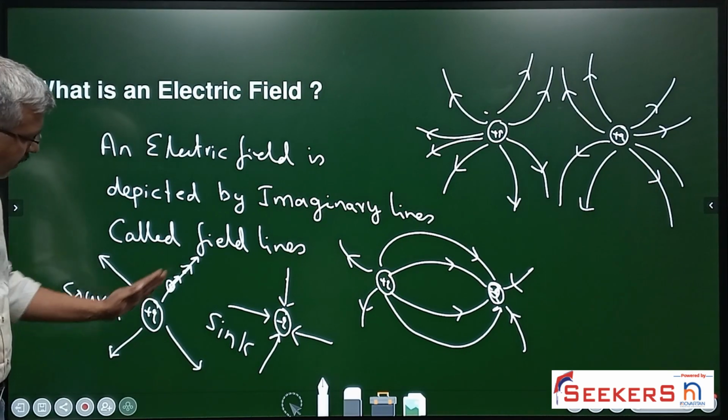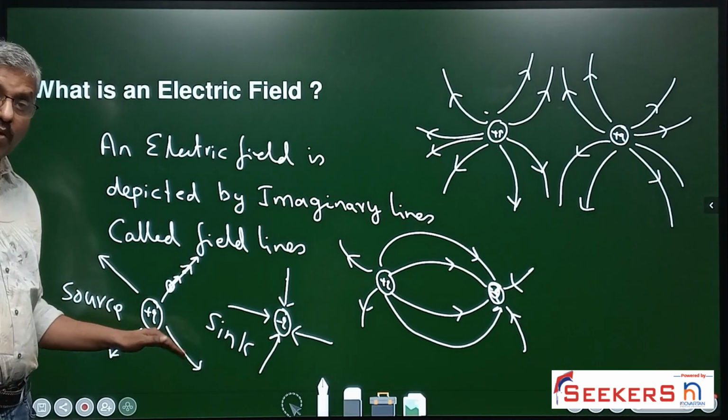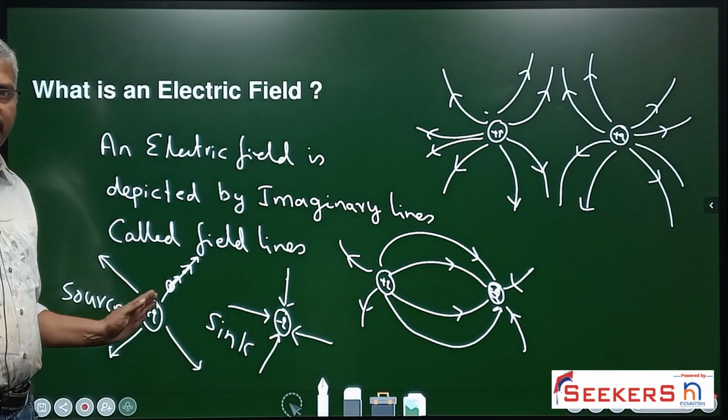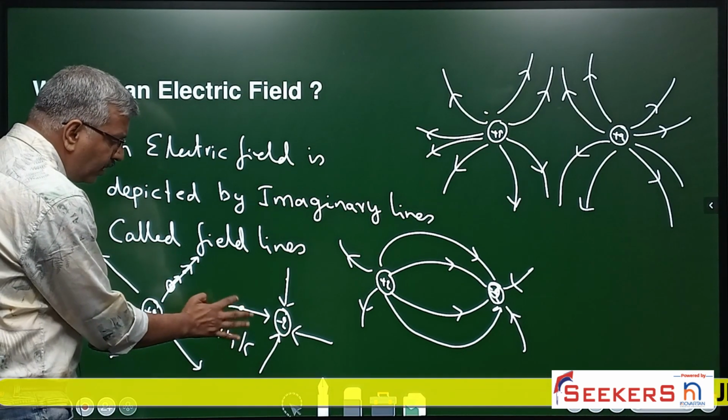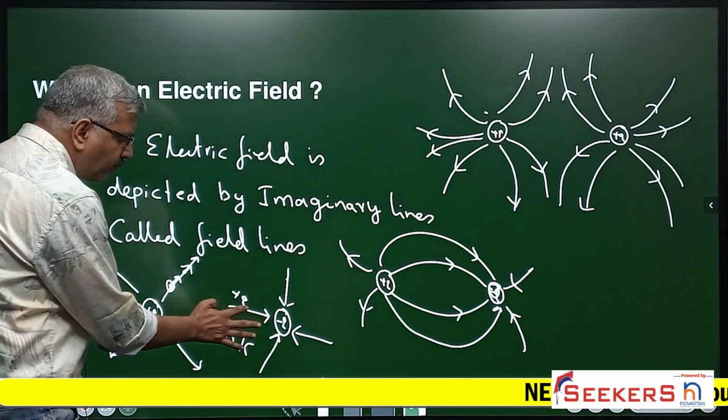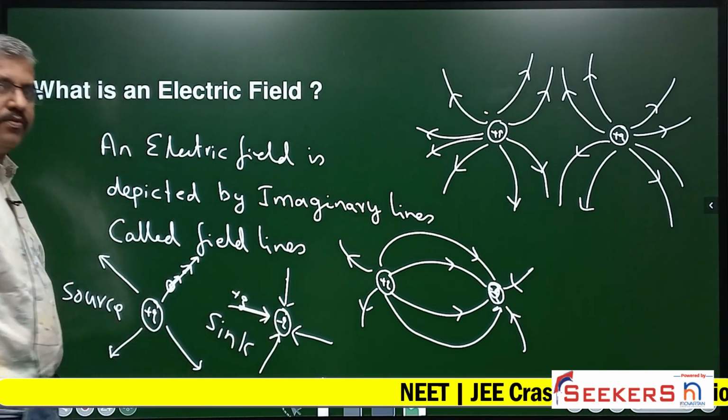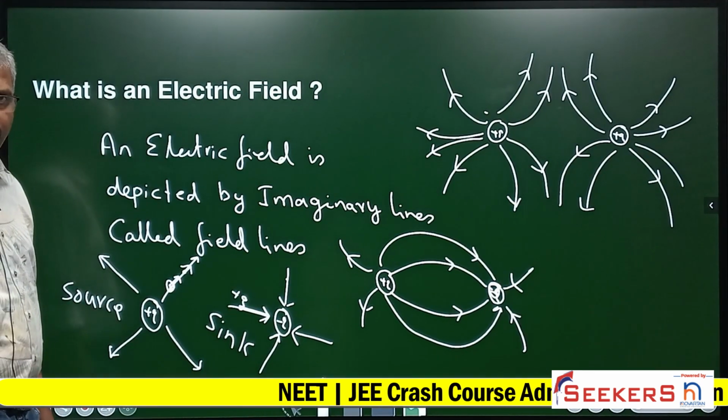So, the force is in the direction of the arrow, for what? If you keep a positive charge there. Similarly, if you keep a positive charge here, that positive charge will move towards the negative charge, implying that there is an attractive force.